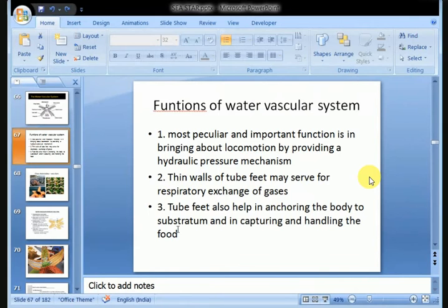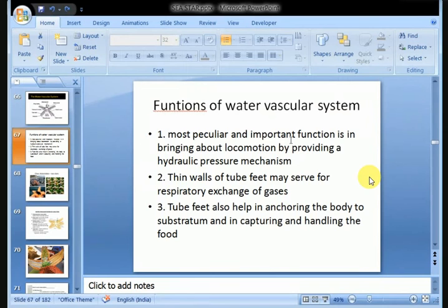Then tube feet may also help in anchoring the body to the substratum and also in capturing and handling food, which we talked about in our previous class, how the sea star pries open that bivalve by fixing the tube feet to two different valves and applying opposing pressure to open the valves, reaching inside, everting its stomach into the mantle cavity, and consuming the soft body parts of a mollusk, the mussel. So tube feet are important in capturing and handling of the food. So these are several functions of the water vascular system.